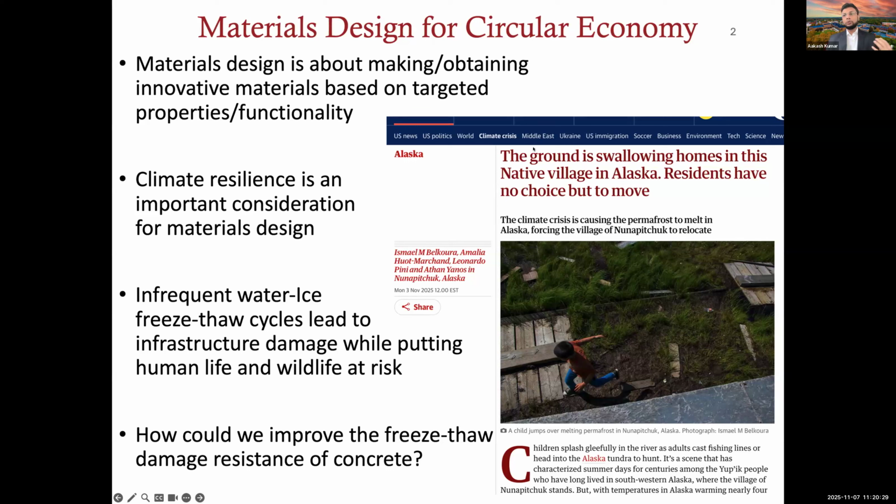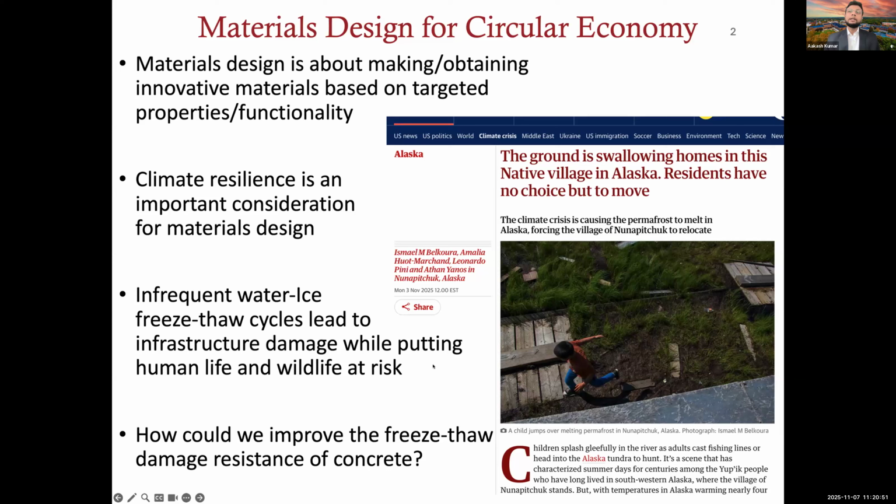And so there's a huge threat to the communities living there, because the infrequent water-ice freeze-thaw cycles lead to cracks and infrastructure damage, as well as loss of wildlife and human life in these regions, right? And so that's where my project has revolved around in the last 1.5 to 2 years.